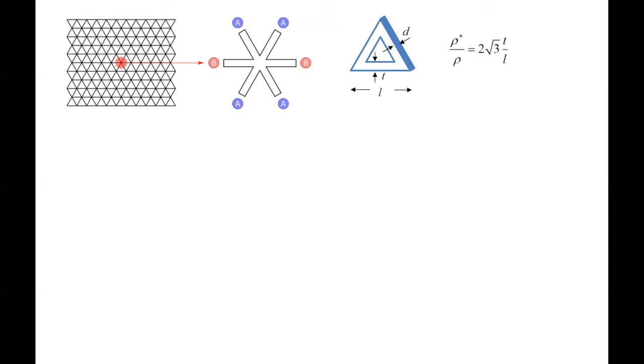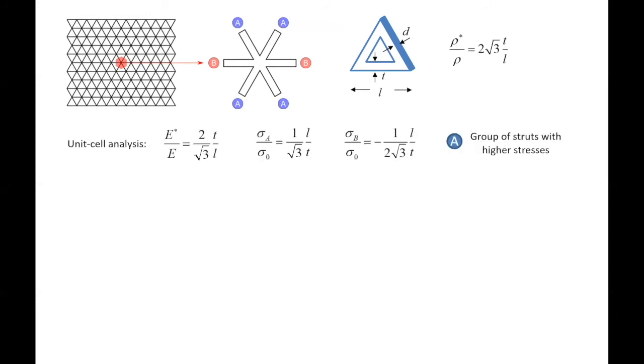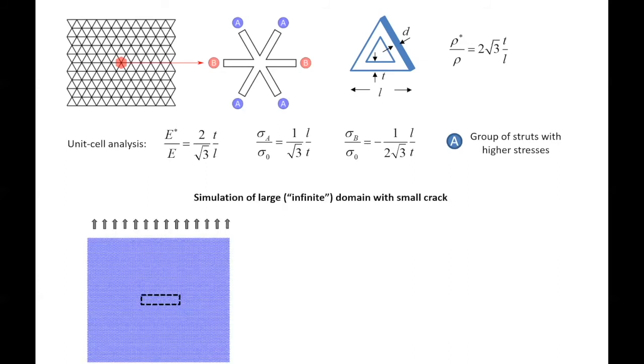So we do a very simple analysis of a unit cell under tension, trying to understand which struts have the higher stresses and are most probable to fail first. Then we identify those. It's very easy. It's group A here. And then we run a simulation where we remove one of those struts in an infinite domain.